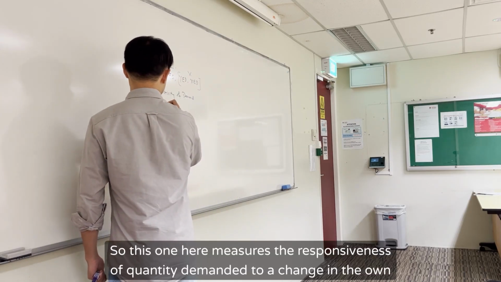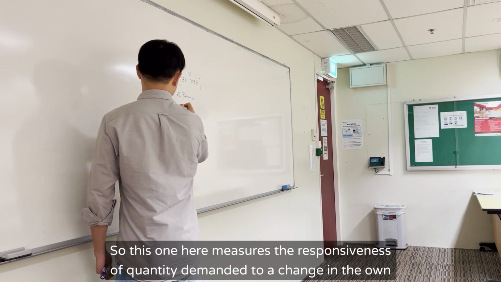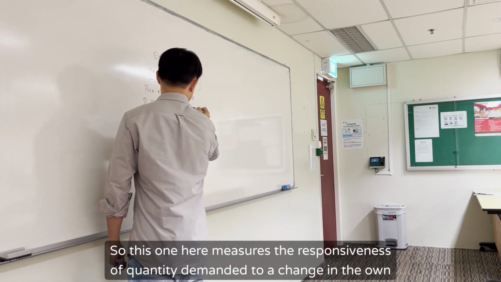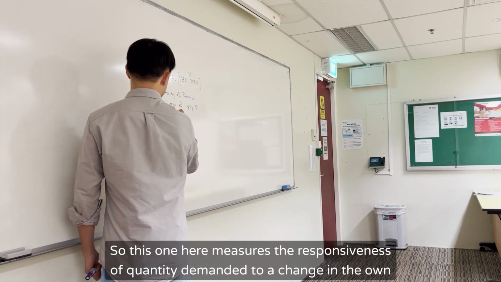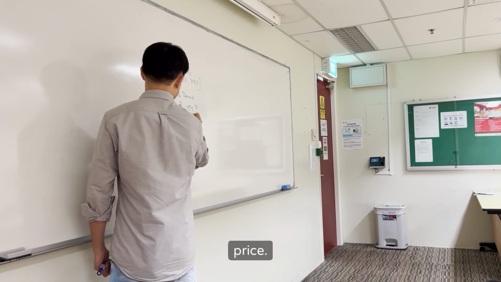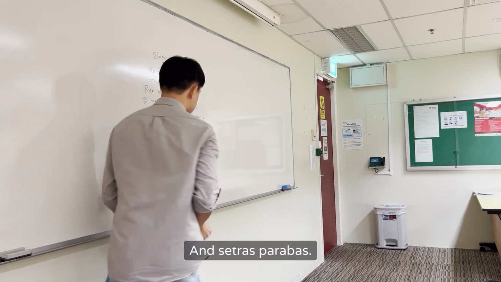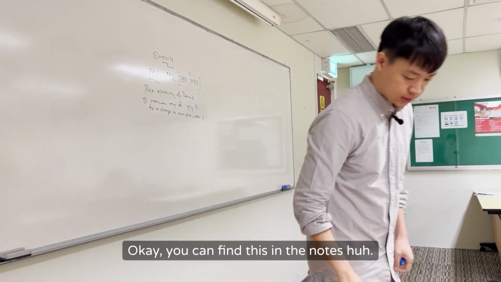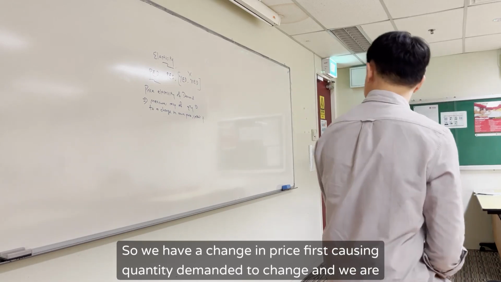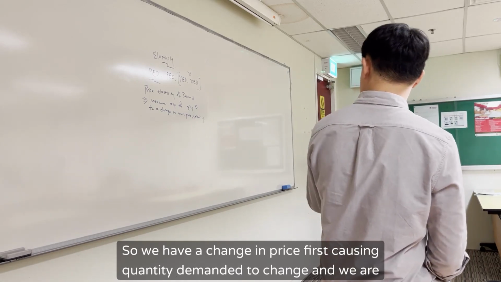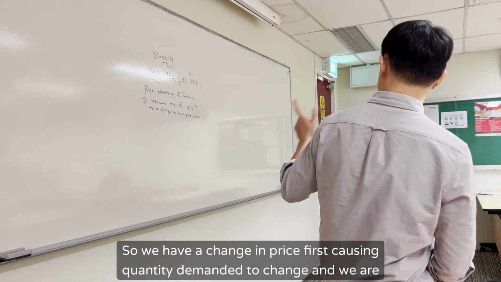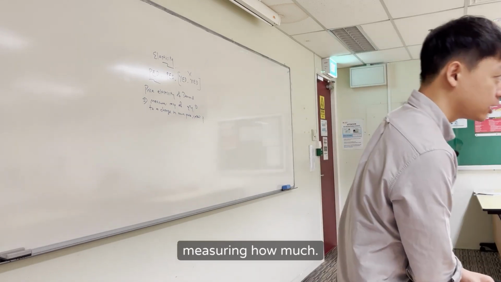So this one here measures the responsiveness of quantity demanded to a change in the own price, ceteris paribus. Okay, you can find this in the notes. So we have a change in price first, causing quantity demanded to change, and we are measuring how much.